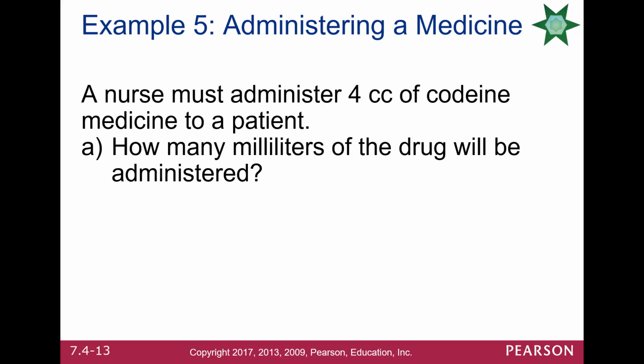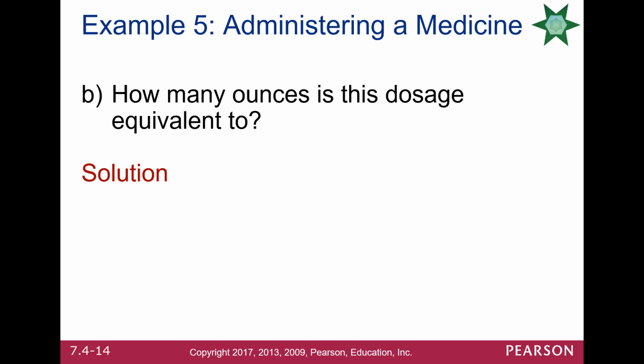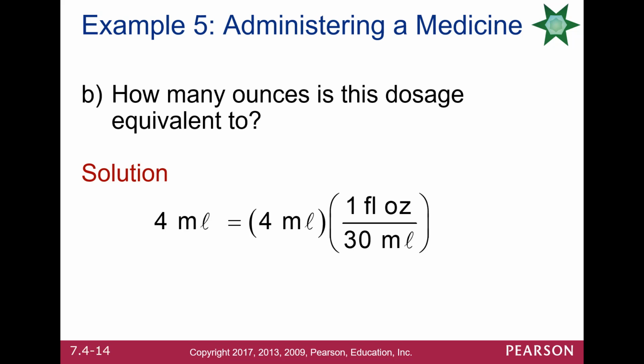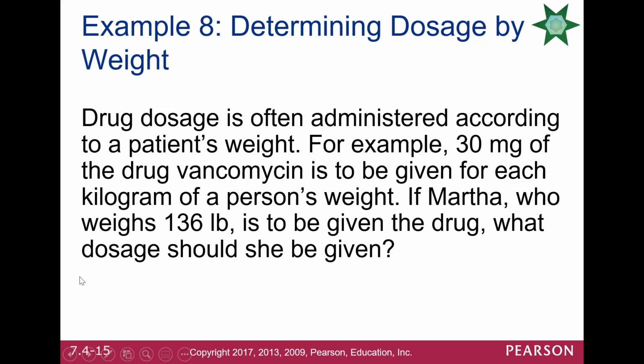So a nurse must administer 4 cubic centimeters, 4 cc's of codeine medicine. How many milliliters is that? Well, if you recall from before, 1 cubic centimeter is the same as 1 milliliter. That's going to hold 1 milliliter of medicine, so they're going to need 4 milliliters of the drug. However, if we wanted to know the ounces of that, we would have to convert. So we have 4 milliliters times the conversion 1 ounce is 30 milliliters. So that is 0.13 fluid ounces.